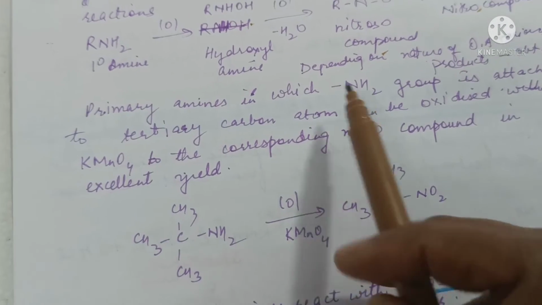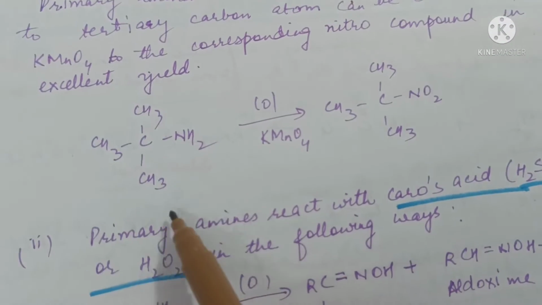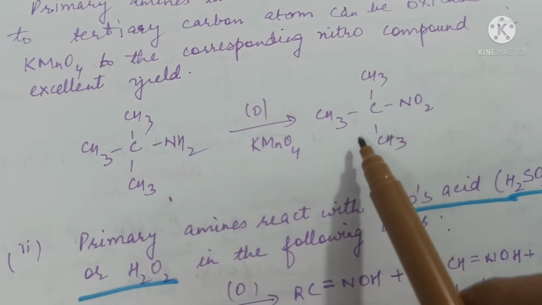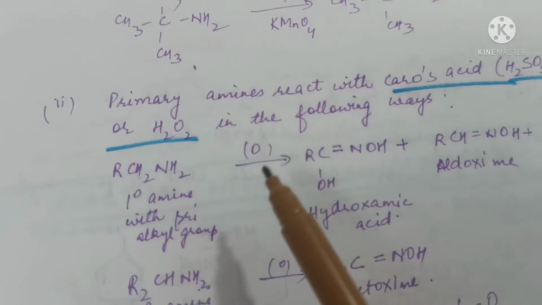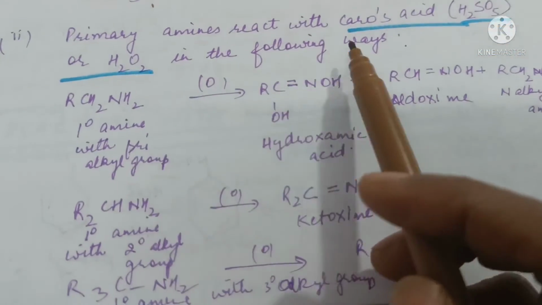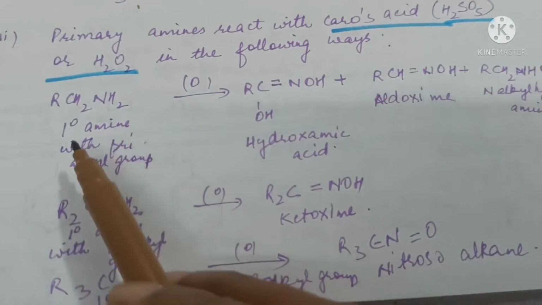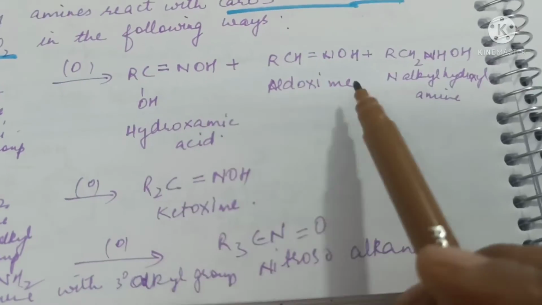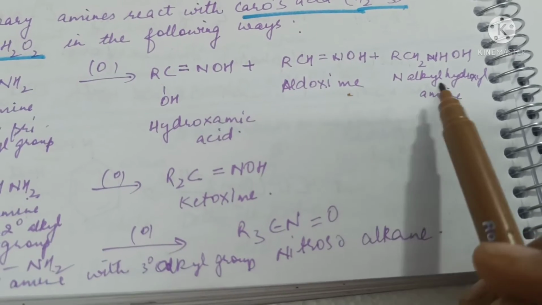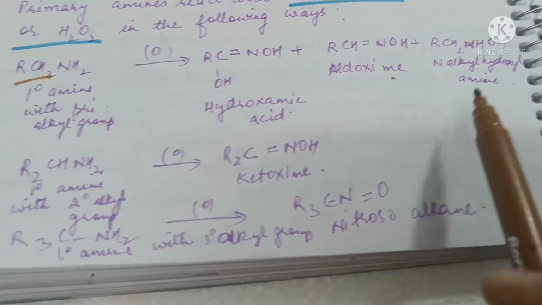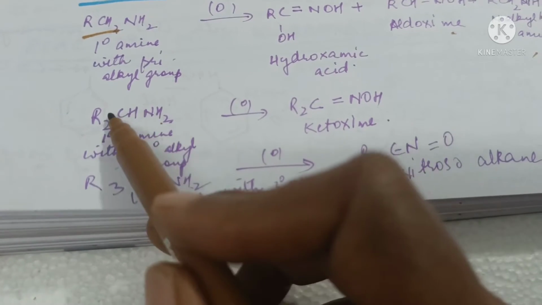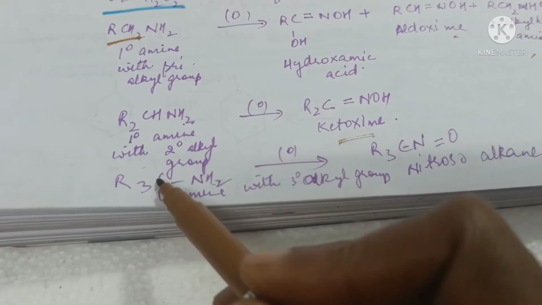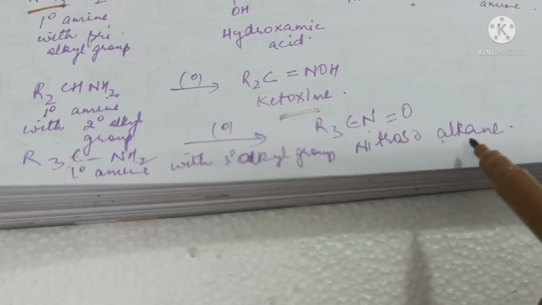Primary amines in which NH2 group is attached to a tertiary carbon atom will undergo oxidation with KMnO4 to form nitro compound. Primary amine reacts with Caro's acid or H2O2 in the following way. A primary amine with primary alkyl group will form a mixture of products: hydroxamic acid, aldoxime, and N-alkyl hydroxylamine. A primary amine with secondary alkyl group will form ketoxime. A primary amine with tertiary alkyl group will form nitrosoalkane.